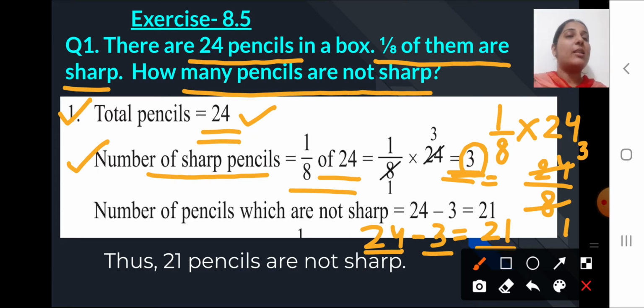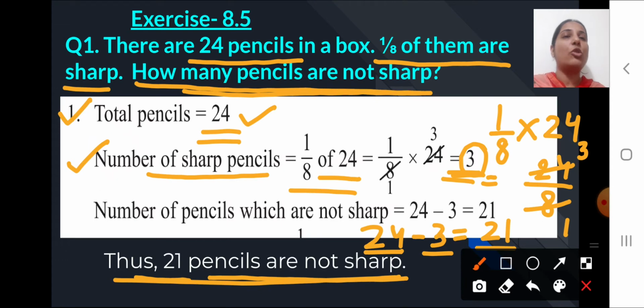Now because children this is a word problem, the final answer we will write in the form of a statement. So we will write it thus: 21 pencils are not sharp. You will get this statement at the end of the question. How many pencils are not sharp? 21 pencils are not sharp. So this will complete your answer.